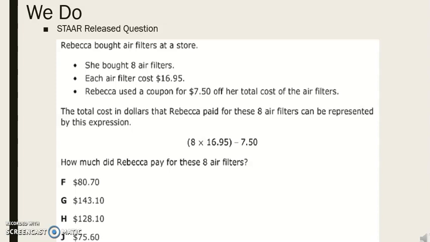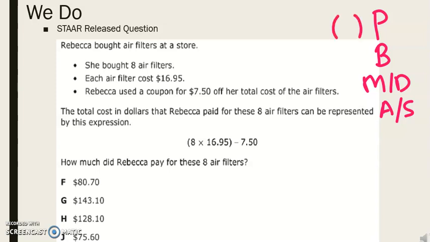So if you remember, we have, please bring my dad apple slices. P is for parentheses, B is for brackets, and M and D is for multiplication and division. A is for add and subtract. So I'm going to start with parentheses. I see one set of parentheses here, 8 times $16.95. So I'm going to multiply that to the side.